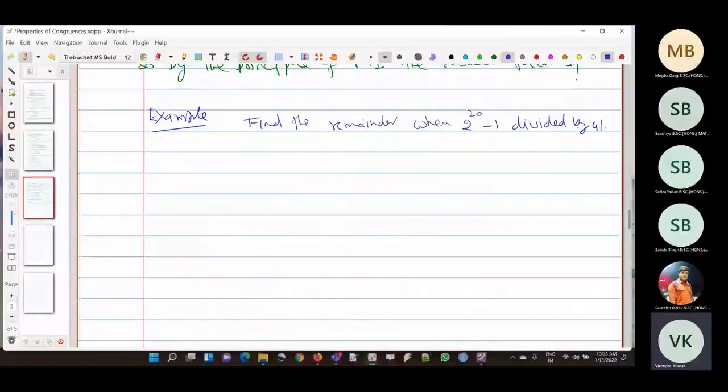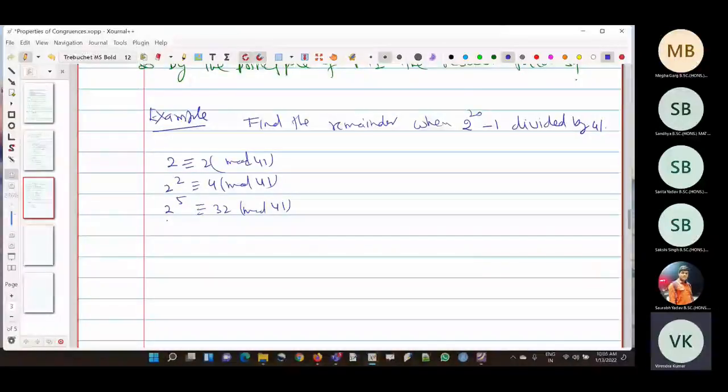This method is very convenient for this. So 2 is always congruent to 2 modulo 41. There is absolutely no problem. And also 2 to the power 4 is congruent to 4 modulo 41. Similarly, 2 to the power 5 is congruent to 32 modulo 41, and both sides are the same. You know that a is congruent to a modulo n. That is reflexivity.